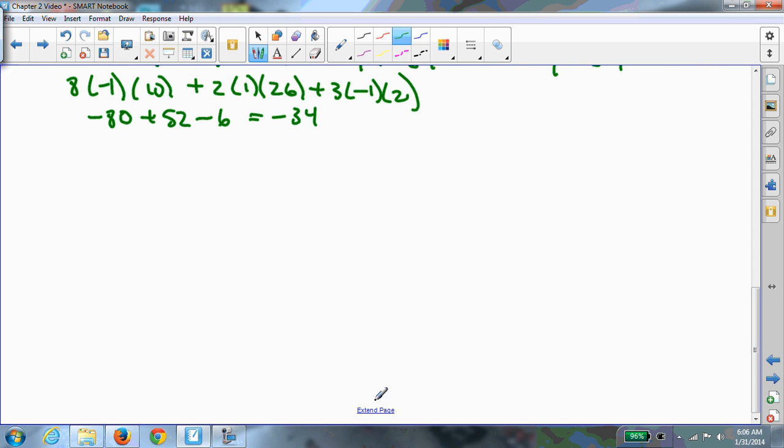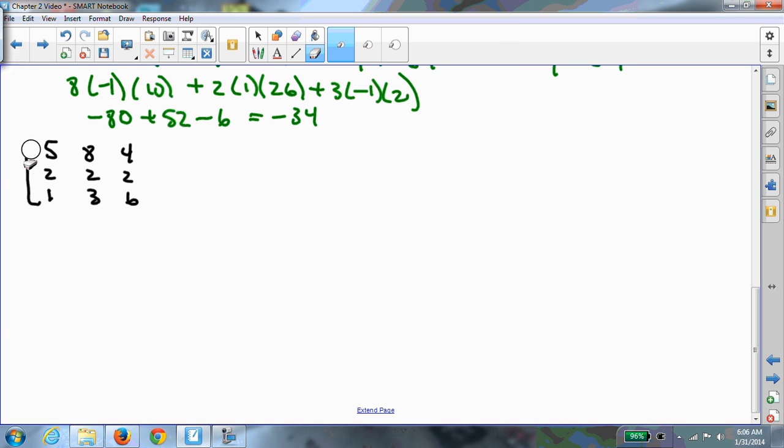So that's one method. Now I'm going to rewrite the matrix and show another method. So 5, 8, 4, 2, 2, 2, and 1, 3, 6. Another way to calculate a determinant would be to use row operations. And the idea of row operations is, again, to get a lot of zeros in there. You can even get it into an upper triangular matrix. If you do so, all you need to do is multiply the diagonal elements together. So I'm going to try to illustrate some of the row operations here.